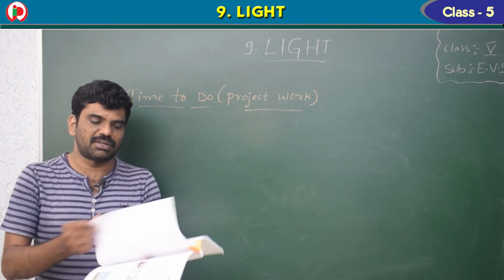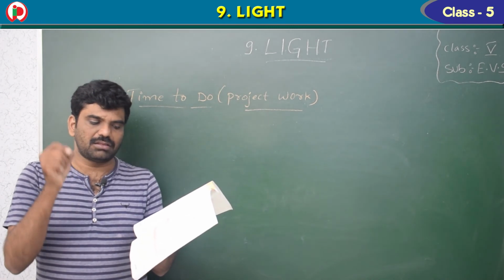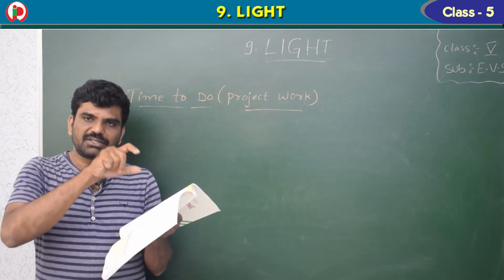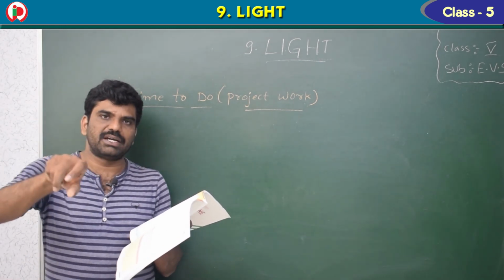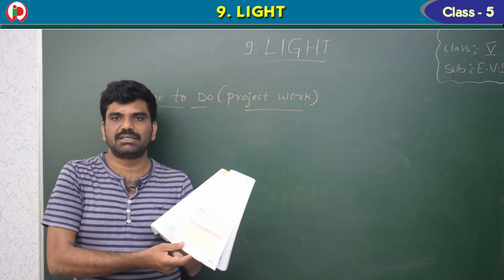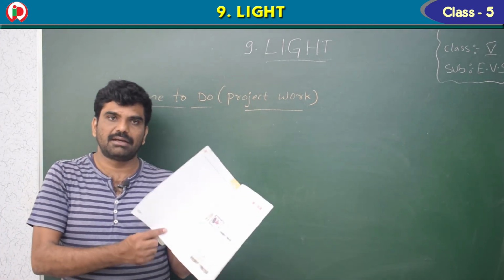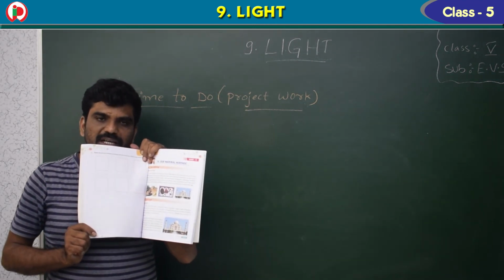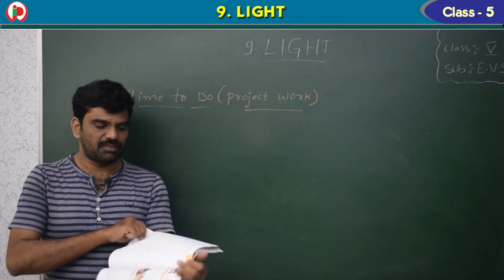Once again I repeat, the first project is thin cloth, thick cloth, plastic scale, sheet of butter paper, aluminium sheet. Try to see through these objects and classify them according to the table: transparent, translucent and opaque. And the next one is to paste three luminous objects and three non-luminous objects.